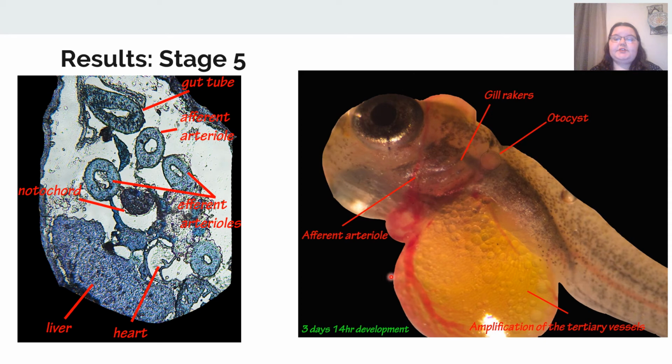As far as external structures, you see gill rakers, which will eventually become functional gills, and then otocysts. An otocyst is an organ that is analogous to the inner ear of a human, so it senses vibrations and movement and is able to detect pressure as well. And this really helps the fish, once it's expelled from the maternal brood pouch, to be able to sense its environment.